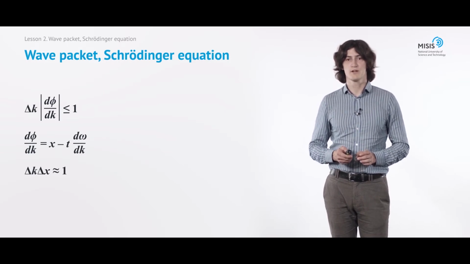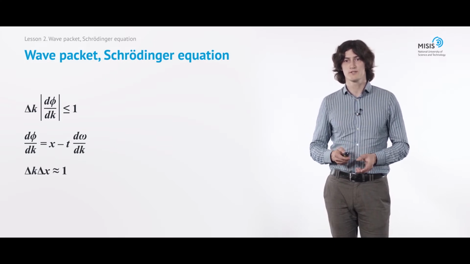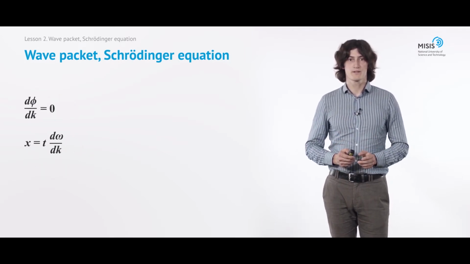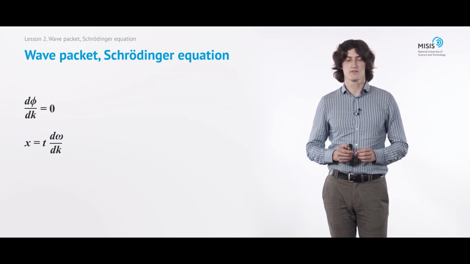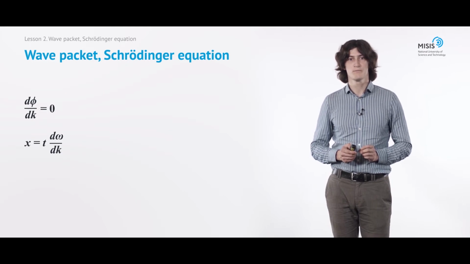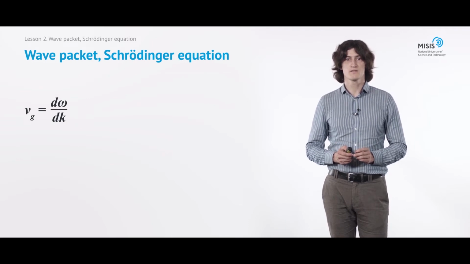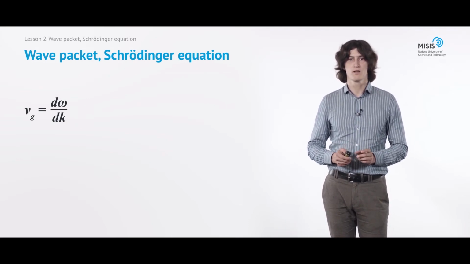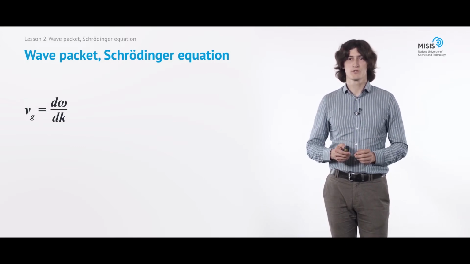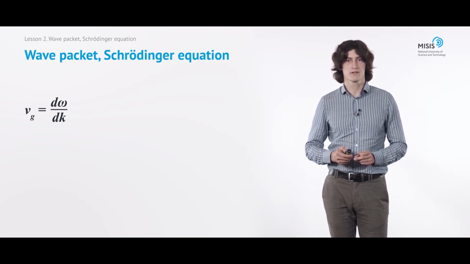Since d phi over dk is equal to x minus t times d omega over dk, the inequality adopts the following form. This wave packet surrounds the center defined by the condition d phi over dk equal to 0, which leads to linear dependence of the coordinate on the time. You can see that this is the equation of motion of the particle traveling with the velocity vg equal to d omega over dk. It is called the group velocity of the wave. It is this velocity that must be identified with the wave packet velocity.